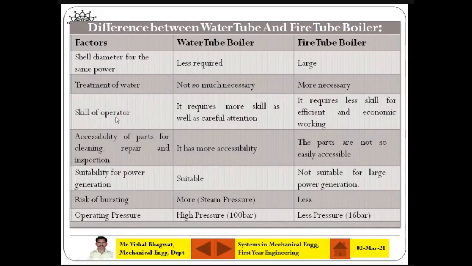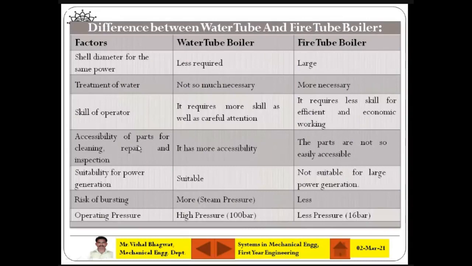Then the skill of operator for operating this boiler, it requires more skill as well as careful attention. Okay, because these are the water tubes. So if something is broken, then the combustion chamber will not work, right? So that is a serious issue. It requires less skill for efficient and economic working of the fire tube boiler. Because anyway efficiency and steam generation rate is less, so nobody takes too much care compared to water tube boilers.